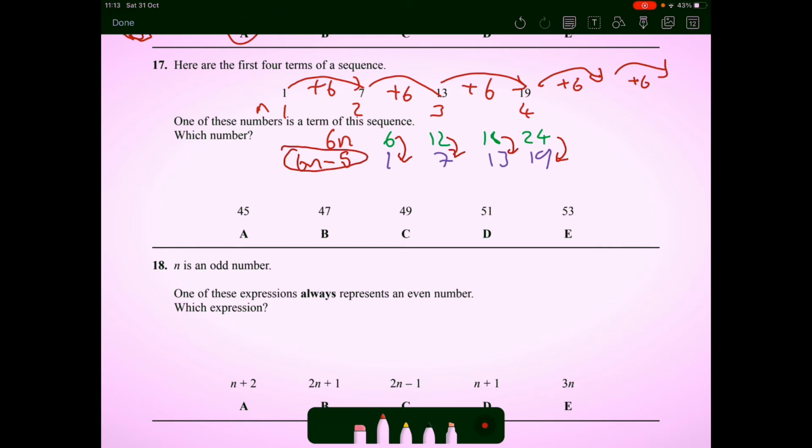To check if any of these numbers are in the sequence, you could sit there and go, all right, well, what will happen if I do 6n take away 5 equals 45? Will I be able to solve that? Will I be able to solve the next one? And so on and so on. If I'm honest, in this sort of question, I would just keep adding 6s each time. I think you would have more success with that quicker.